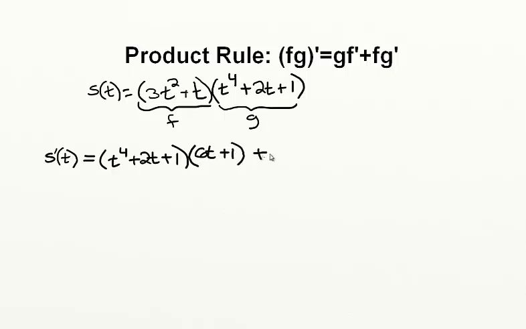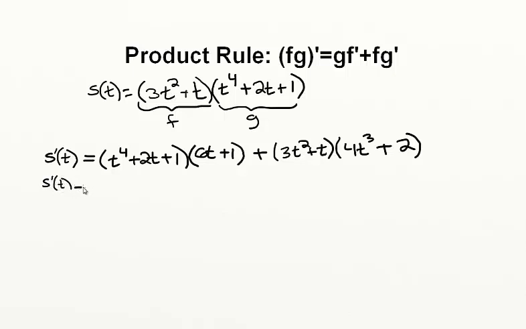Alright, then we're going to add to it f, which we have as 3t squared plus a t. Then we're going to multiply by g prime, which is going to be a 4t cubed plus a 2. And that's by taking the power rule individually on each of those terms. The derivative of 1 is 0, of course, so we're not going to write that in. Alright, so there's our derivative. Now we're probably going to want to distribute these and combine like terms so we can get the derivative in a simpler form.